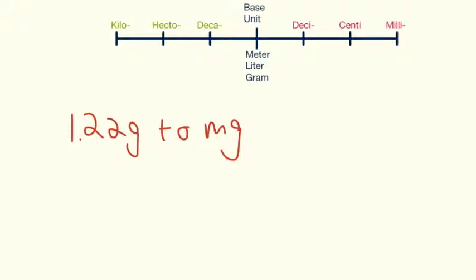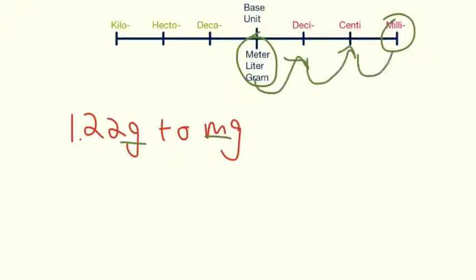So now it's time for example 1. I want to convert 1.22 grams to milligrams. Okay? So what I need to do is find out where I'm starting from. Well, I'm starting from grams. So I'm starting from my base unit, which is grams. And I'm going to milligrams. So I'm going to milli. So I start with gram and I head right 1, 2, 3 to get to milli. That's 3 to the right.